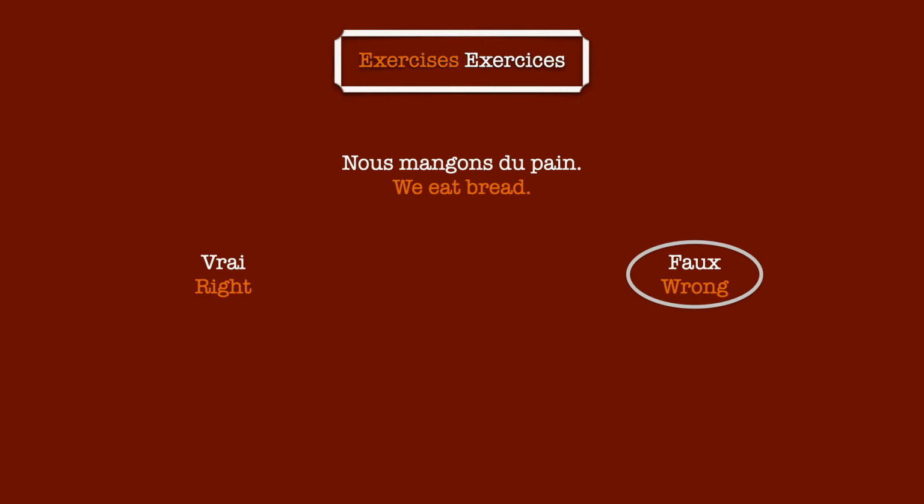The sentence is wrong. Do you know why? The sentence is wrong because it's a verb ending with -ger, and for the first person plural we add an E letter before the termination. Also, if there were no E letter, we would pronounce it wrongly. Nous mangons. But the correct pronunciation is, Nous mangeons.